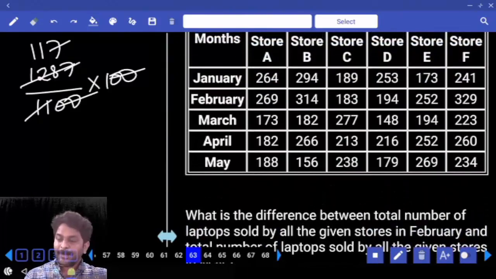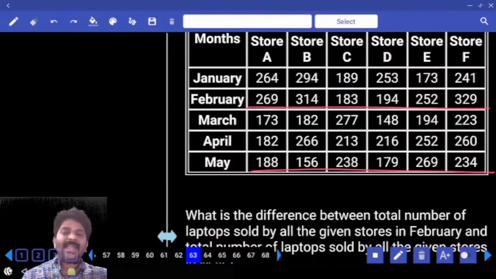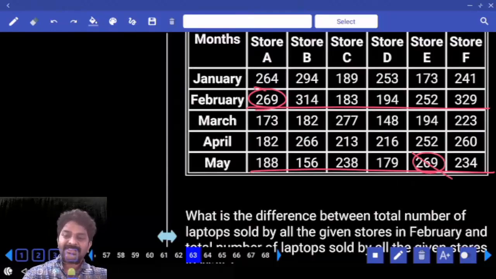February and May. February, right. And then the May value. So you can add all the values and then go for a difference, that is one way. Or take individual values and then sum of those numbers. Okay, now, 269 minus 269, I'll cancel these two.